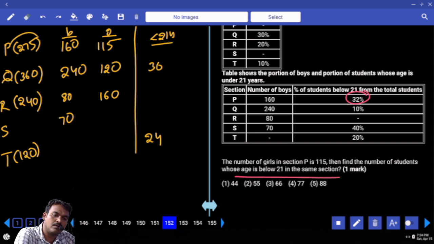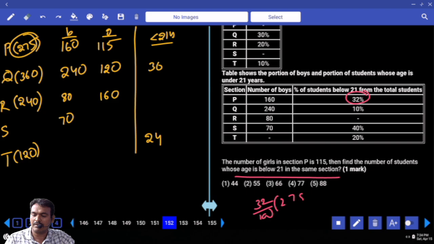32% of which one? 275. 32% means we write 32 by 100 into 275. 275 is 11 multiple. 32 is 8 multiple. 11 times 8 is 88. Overall answer 11 into 8. 25 times 11 is 275, 25 times 4 is 100, so the 4 cancels with 32, giving 8 times.